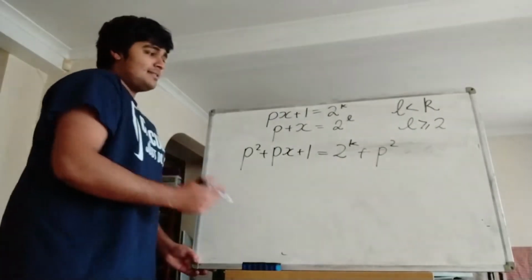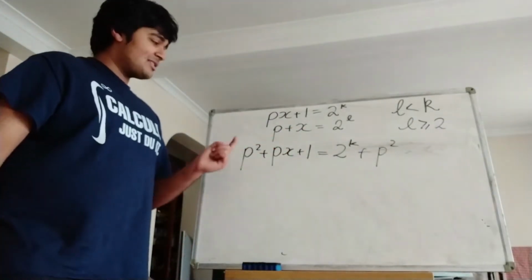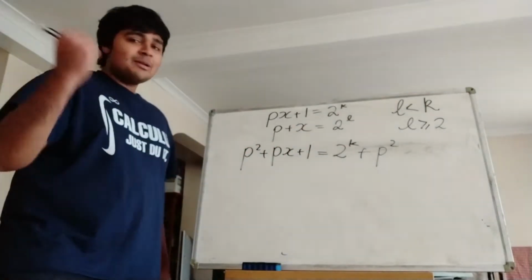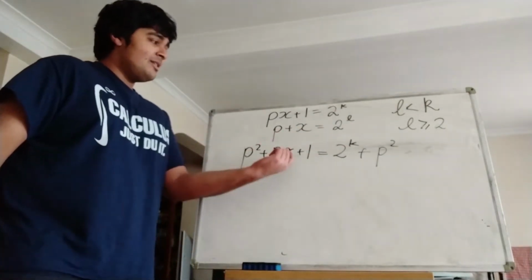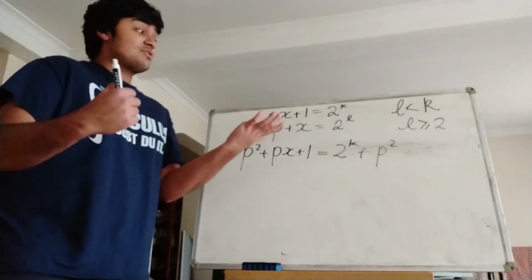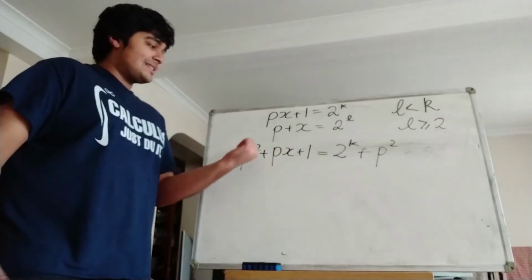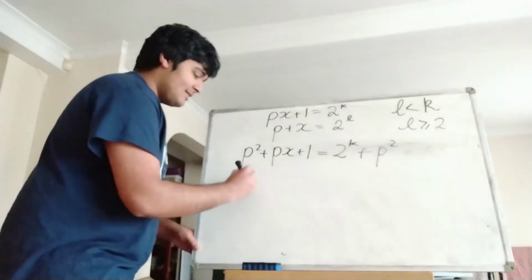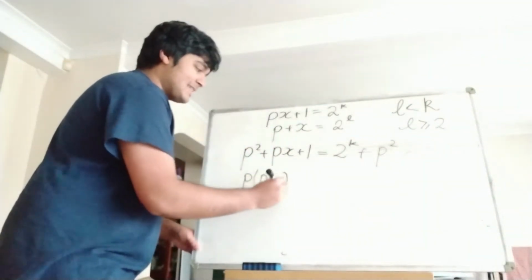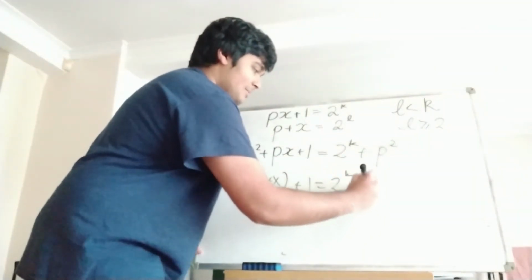Now, of course, this doesn't change any of the solutions, because if I have this equation here and I want to try and work out solutions, of course I could just cancel out p squared from both sides. And in fact, I know this equation has a solution in terms of p because of the construction of this equation here. Anyway, now what I want to do is factor this left-hand side, take out a p from here, and then write it as p times (p plus x). So this thing becomes this thing, plus 1 equals 2 to the k plus p squared.